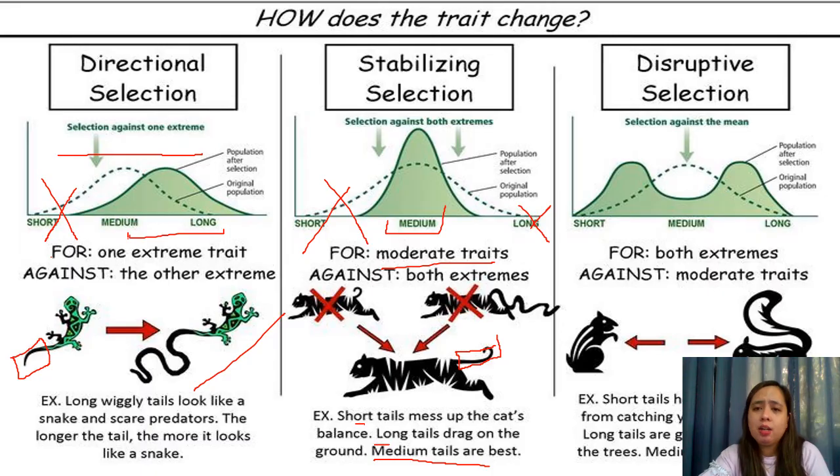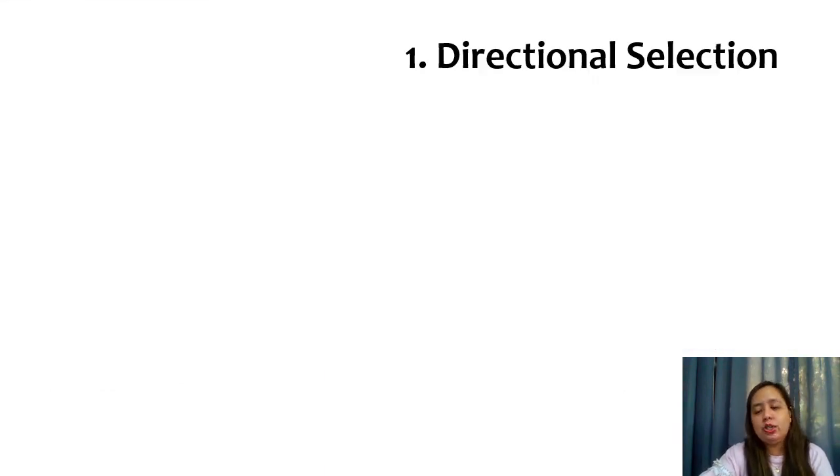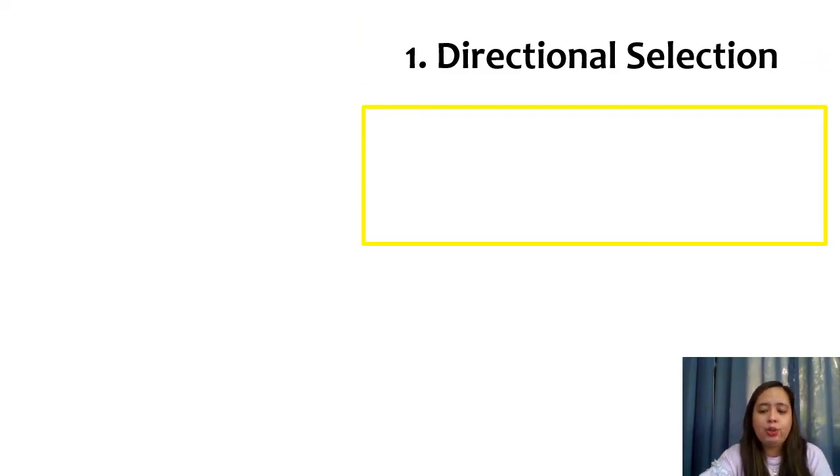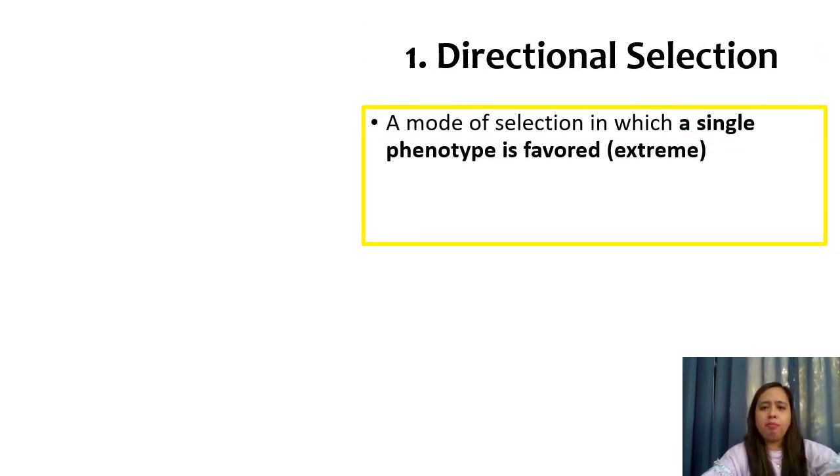And then we have disruptive selection. Disruptive selection goes against the mean or the middle one. They favor mostly both extremes. So, short tails versus long tails are more favorable than having that of the middle, or yung in between the two, especially for squirrels and skunks. Let's look at directional selection as more of an example. Here, a mode of selection in which a single phenotype is favored.